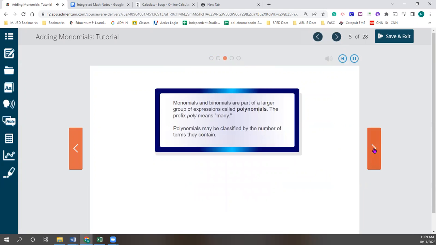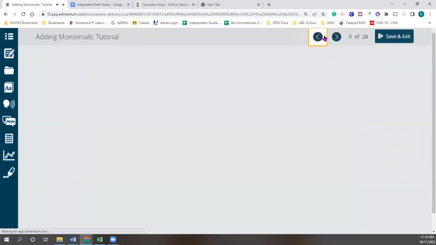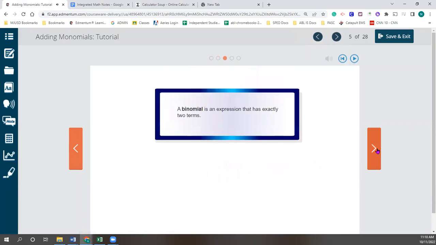Monomials and binomials are part of a larger group of expressions called polynomials. The prefix poly means many. Polynomials may be classified by the number of terms they contain. A monomial has... I did it again, folks.